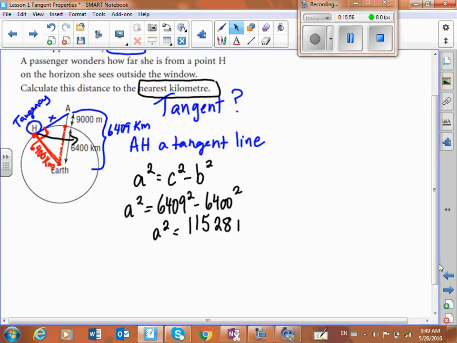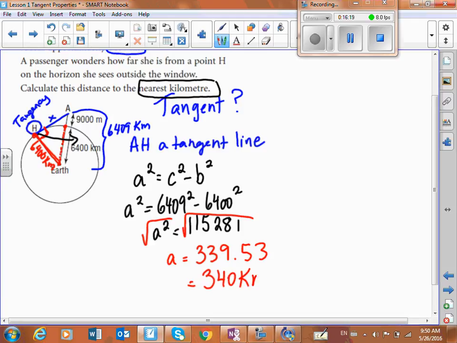We're going to the nearest kilometer, so that's the nearest whole number. 115,281, that doesn't make sense, but I square root that answer. To the nearest kilometer, actually I'll give you a couple decimals here, I end up with 339.53, but if I'm going to the nearest kilometer, that's going to be 340 kilometers away. All right. That's how we solve that word problem.